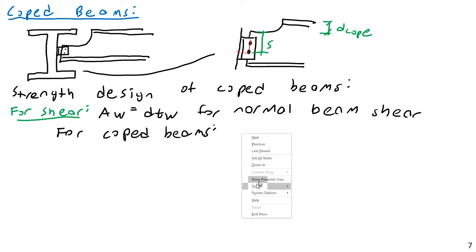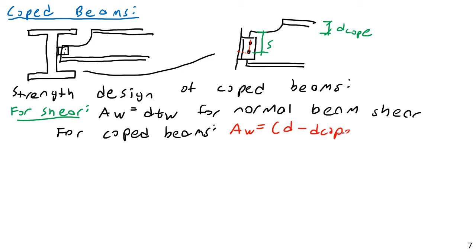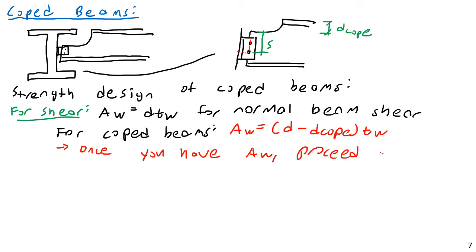For coped beams, we're just going to use the formula: area of web is equal to d, the overall depth of the beam, minus the depth of the cope, times t_w, which is the thickness of the web. And really, this is just a method of calculating a modified cross-sectional area for the purpose of shear. And then once you have A_w, proceed with the normal shear calculation equations that we previously discussed in chapter G.